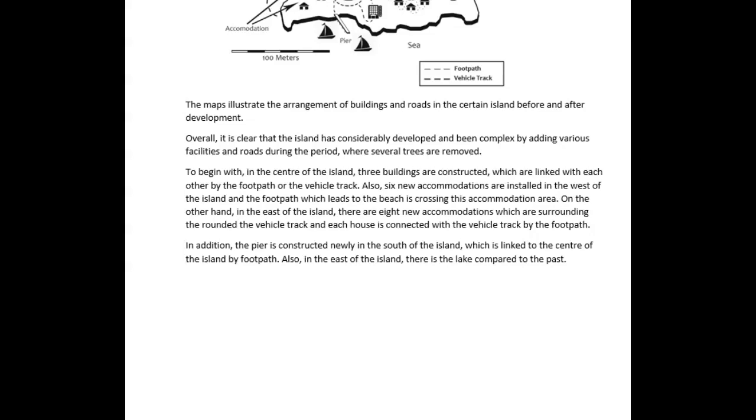Okay, that's it. The maps illustrate the arrangement of buildings and roads in not the certain island. That's a little awkward. Let's fix that. So the maps illustrate the arrangement of buildings and roads in a particular island before and after development. Better word choice there. Overall, it is clear that the island has considerably developed and been complex by adding various facilities and roads during the period where several trees are removed.